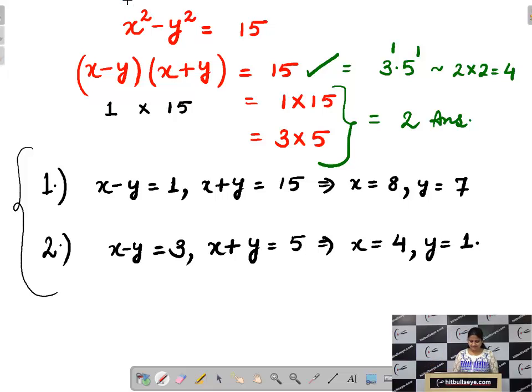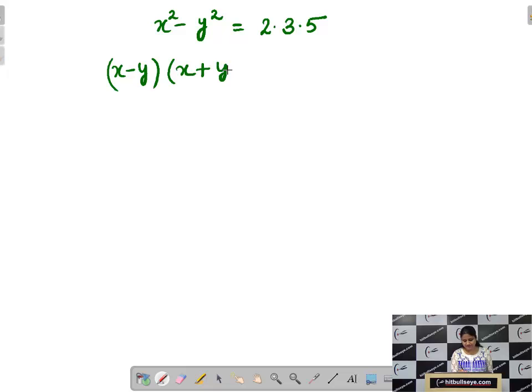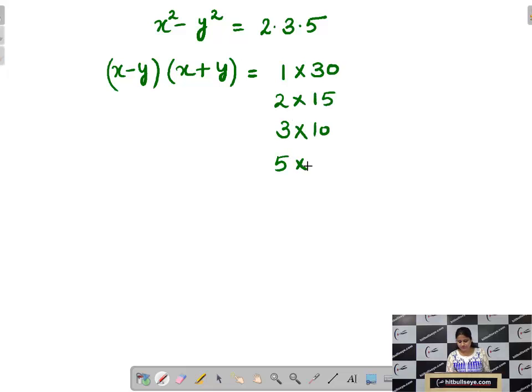Once again, I'm taking one more number. Say instead of 15, let us take 30. Now 30 can be written as 2 into 3 into 5. If we solve it in the same manner, we will get x minus y, x plus y is equal to 30. Now 30 can be written as 1 into 30, 2 into 15, 3 into 10. Then we can write it as 5 into 6.